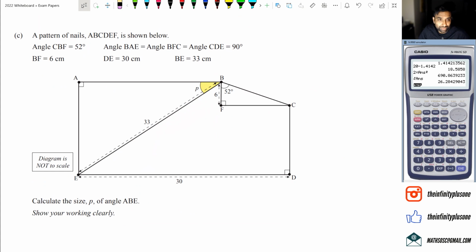Might need to pause just to have a read through this. So for question C, what we've got here is we're trying to figure out what the angle P is, which is highlighted in yellow. Just trying to think what's the easiest way to do this. I think we've got a couple of things we need to calculate first. So if we figure out AB, then we can use SOHCAHTOA to solve for P.